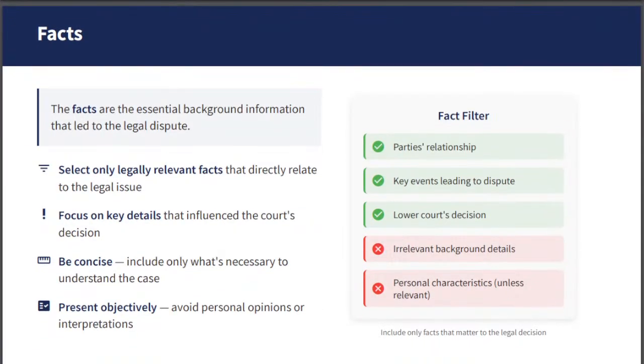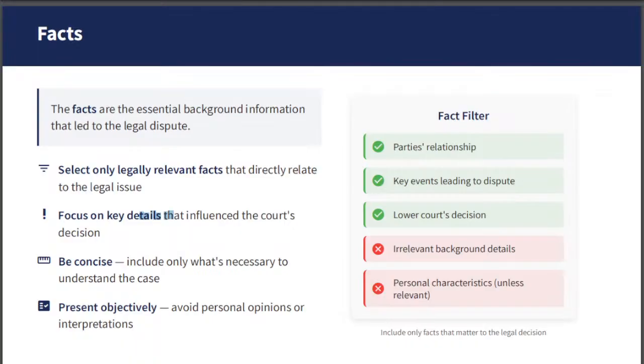Now we're on to facts. The facts are the essential background information that led to the legal dispute. Select only legally relevant facts that directly relate to the legal issue. Focus on key details that influence the court's decision. Remember, focusing on the key details is one of the primary things to pay attention to when dealing with these kinds of cases and the facts at hand.